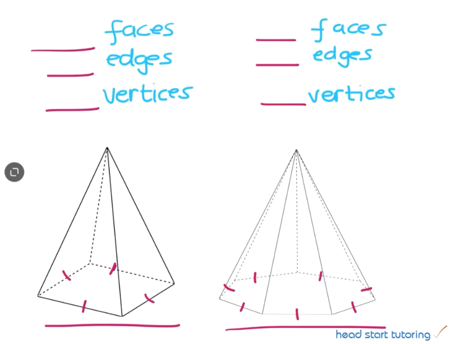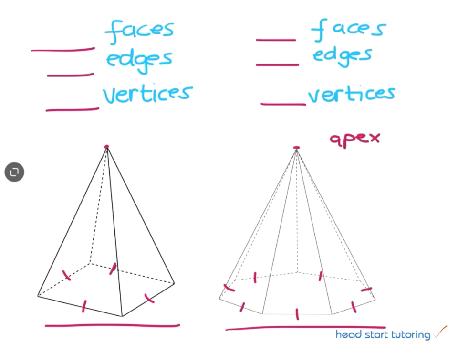So remember that prisms have 2 bases, whereas these pyramids have 1 base, and all the edges lead to a common vertex at the top of the pyramid, and that vertex over here is called an apex.